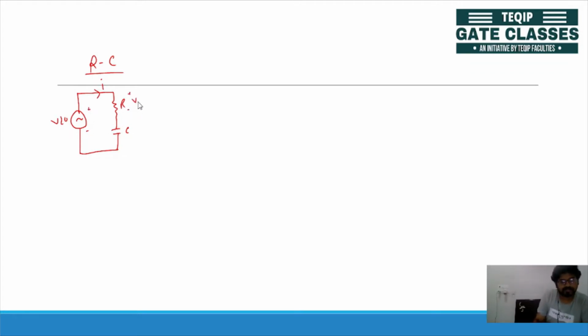If you apply KVL here, let's say it's VR and it's VC. So your KVL will be V is equal to IR plus the voltage across this capacitor, which is 1 by C integral of I dt. Okay, so if we write it in phasor form or frequency domain, we will get V is equal to IR plus 1 by C, integration of dt will convert into 1 upon j omega, and here we have I.